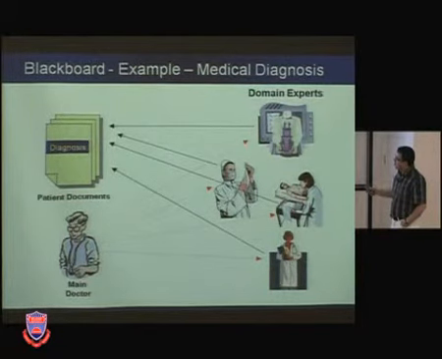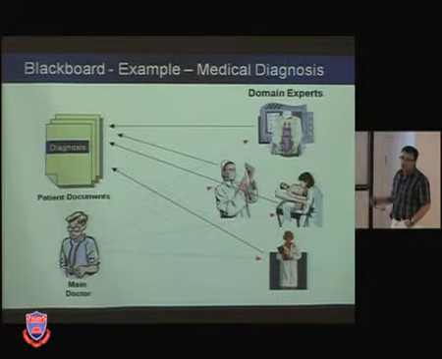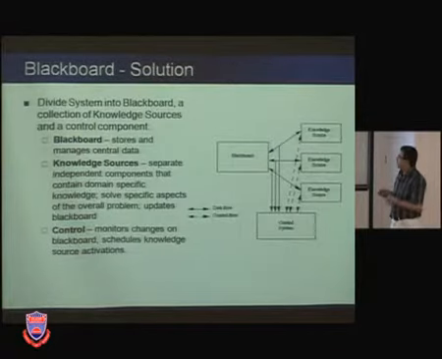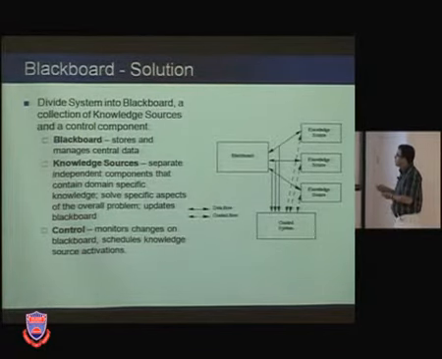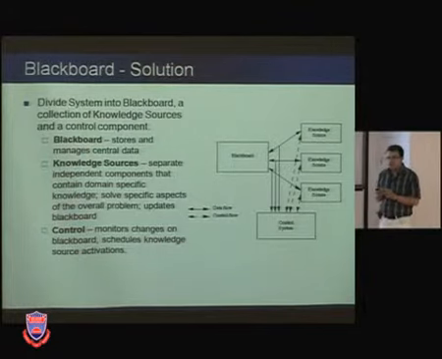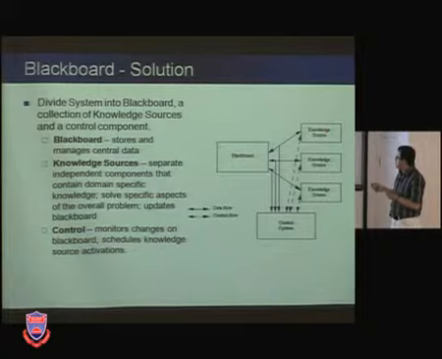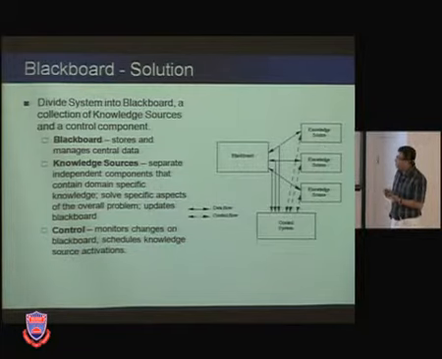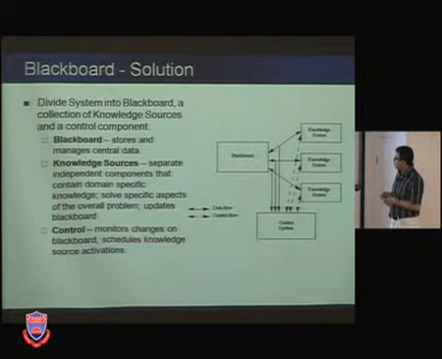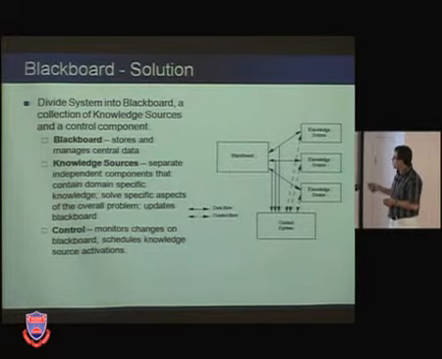What's the Blackboard? This is the Blackboard here actually. What are the experts? These are domain experts. This is the coordinator. So this is typically a Blackboard pattern. Blackboard solution: you have one Blackboard which stores and manages central data. You have some knowledge sources. They are independent components that contain some domain-specific knowledge. They are experts who solve specific aspects of the problem and update the Blackboard. And you have one control system which coordinates.